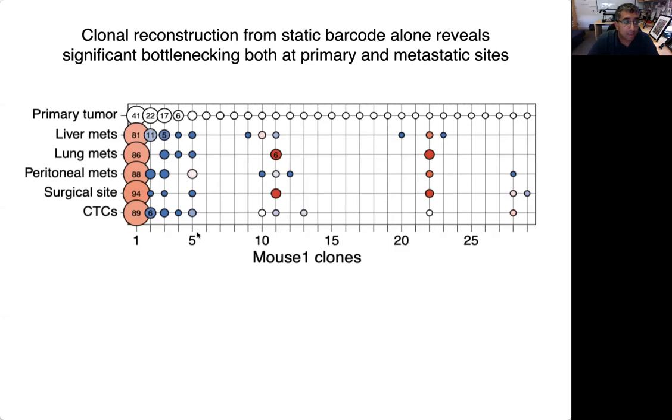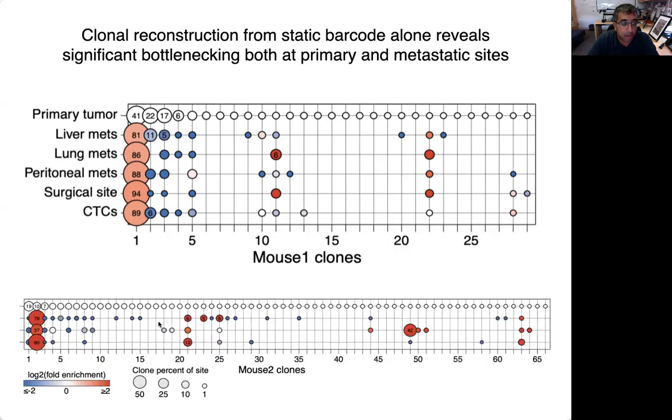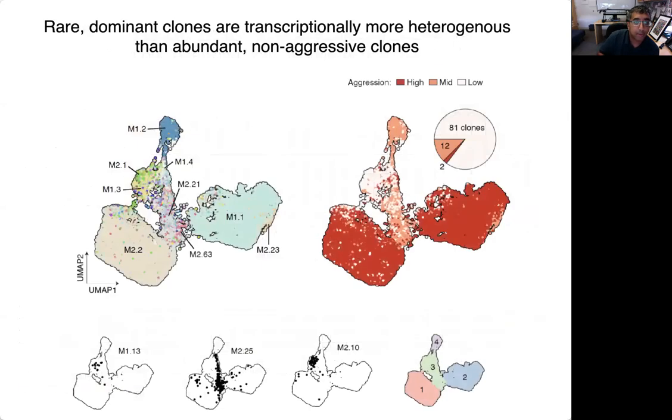So here, for example, we're seeing this single clone, mouse clone 1 on the left there, that's really dominating at all of the sites that we're sampling, with minority contributions from other sites, right? And this is all from one mouse on the top. We also essentially repeated the experiment on a second mouse, and you see something similar where maybe there's a bit greater diversity, but still it's really just a handful of clones out of these 30,000 getting injected that are engrafting and dominating.